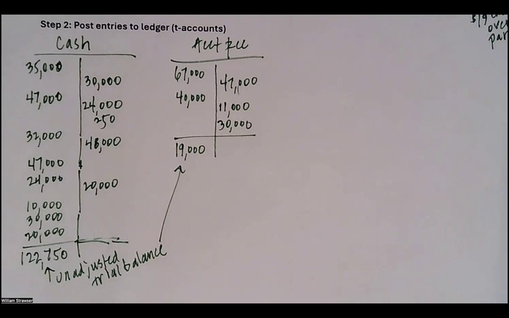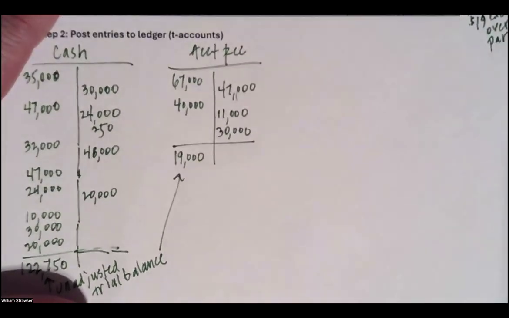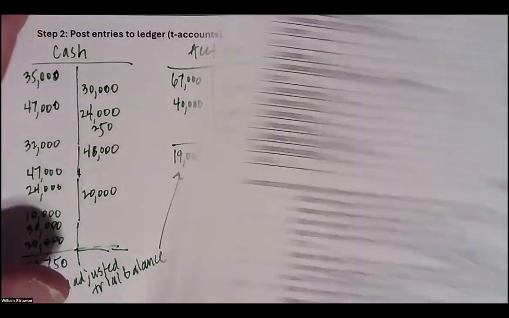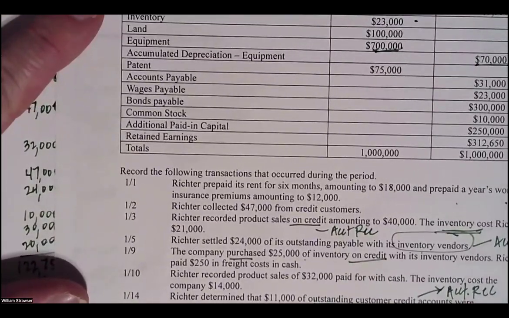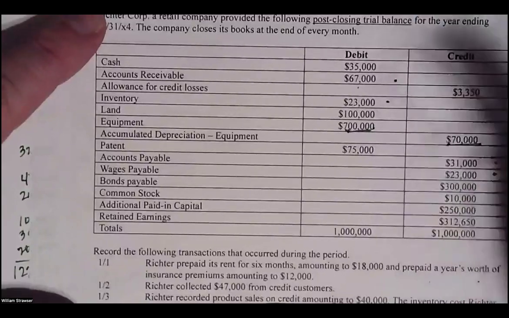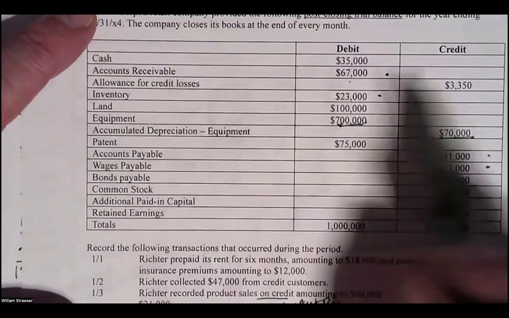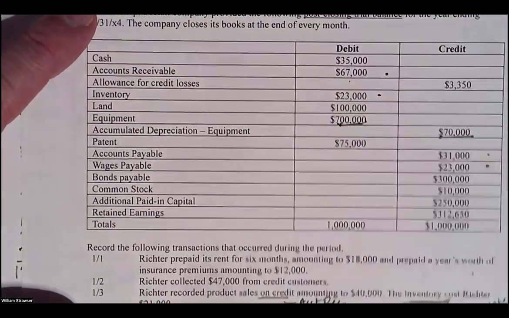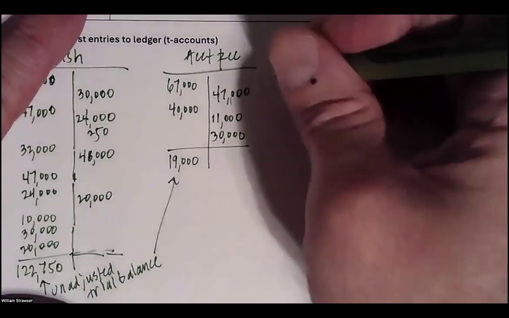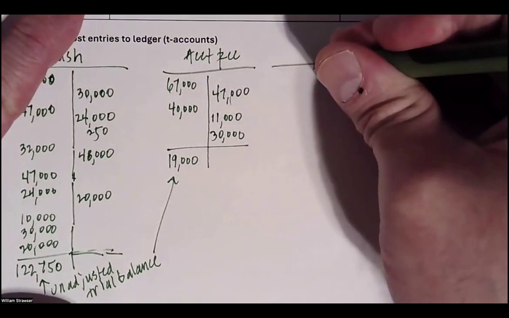I want to look at one more, at least, maybe two actually, as I'm looking at these accounts and which ones are kind of weird. One of them that is a little strange is the very next one that pops up on our post-closing trial balance. It's the allowance for credit losses, and it starts at a credit balance of 3,350. Now, remember, this is a contra account.